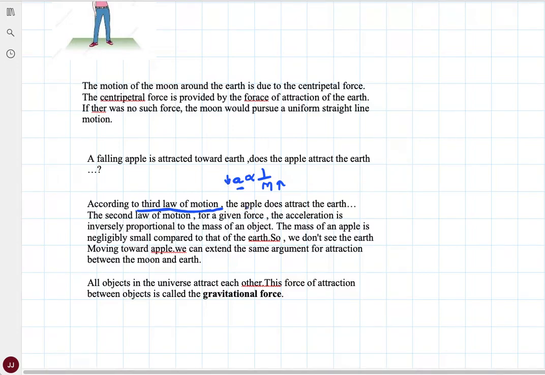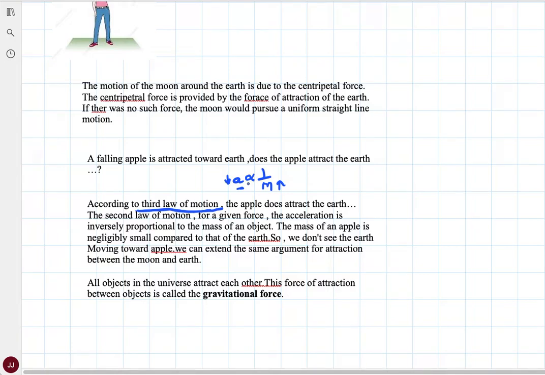The mass of the Earth is so huge, and the mass of an apple is so negligible. So that's the reason we don't see it. The mass of the Earth is so huge, so the acceleration caused by the apple is so negligible that we don't see it at all. So that is the explanation given.